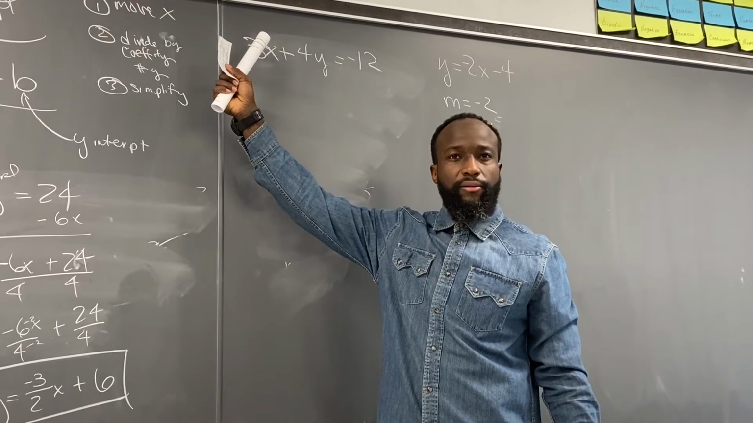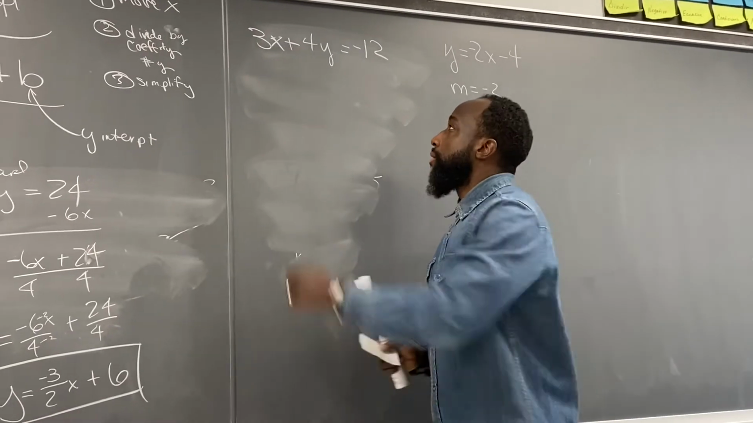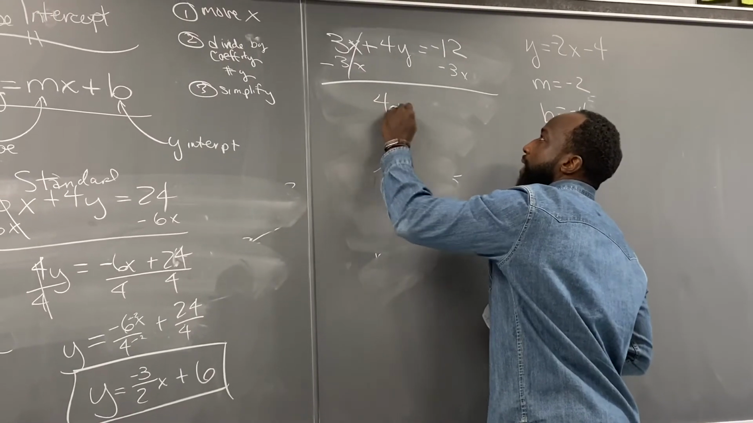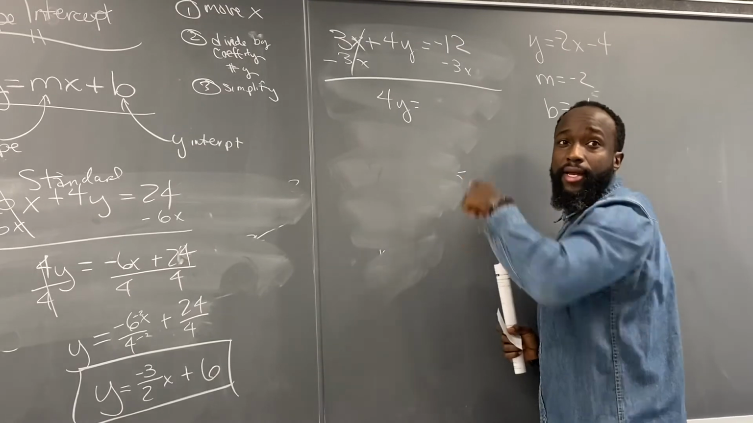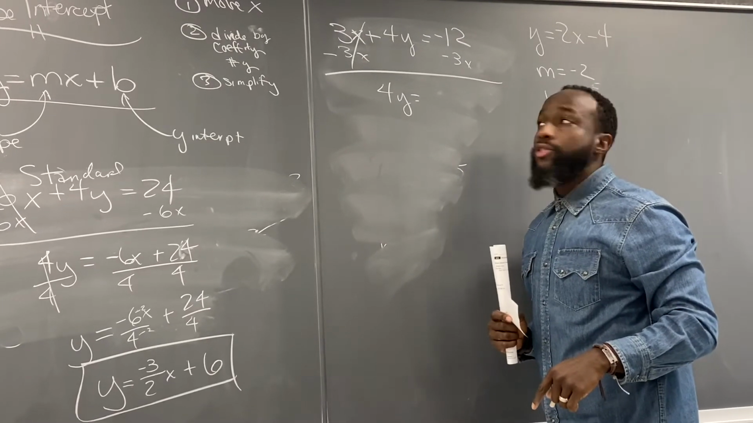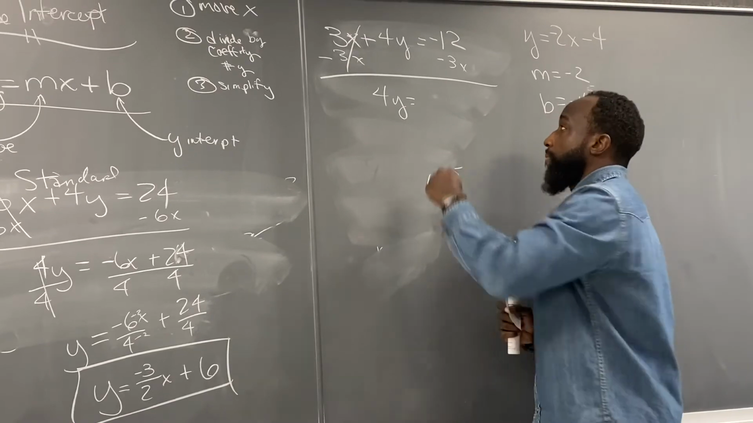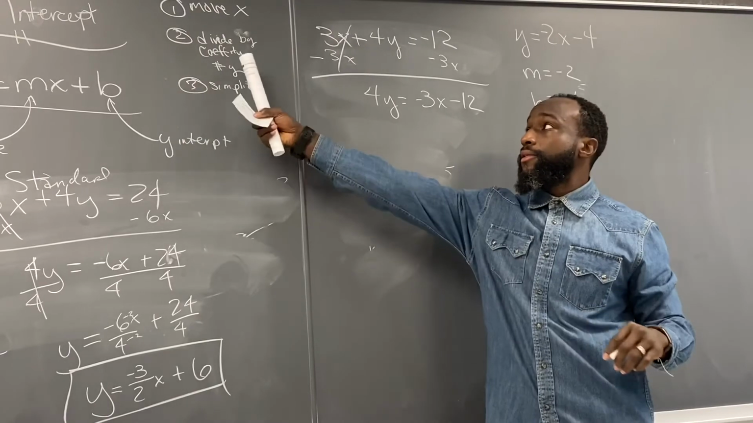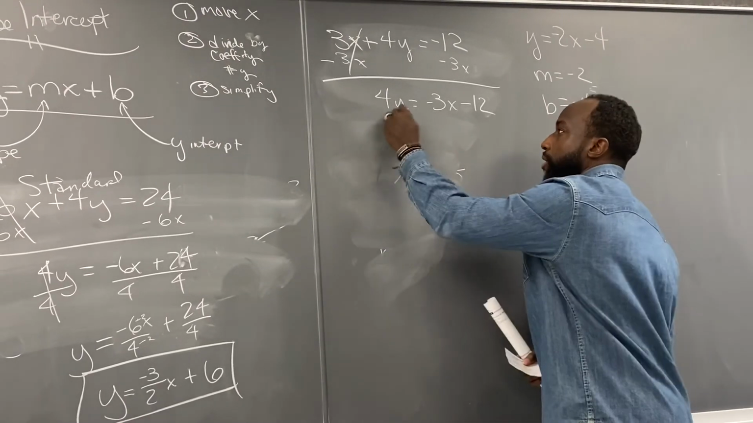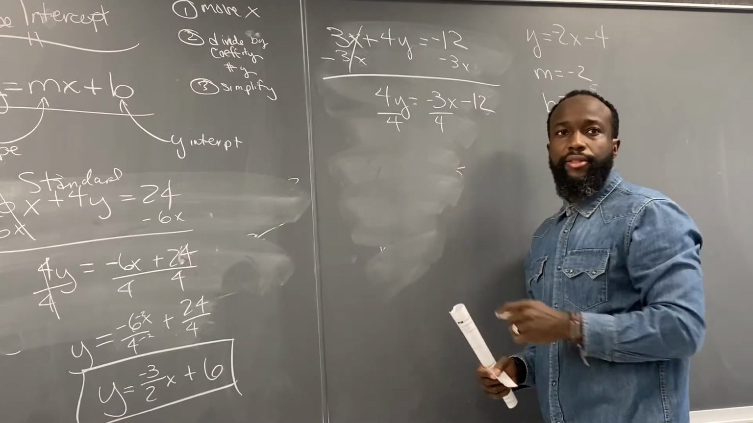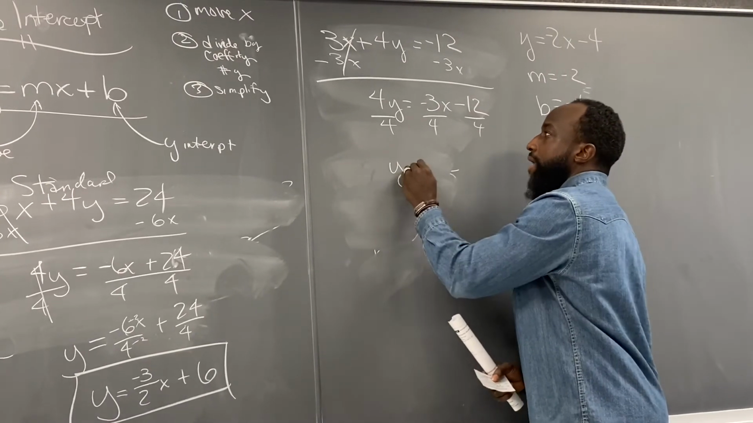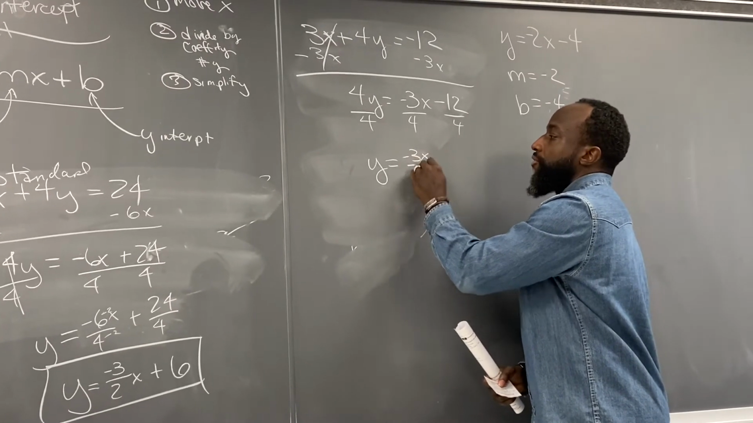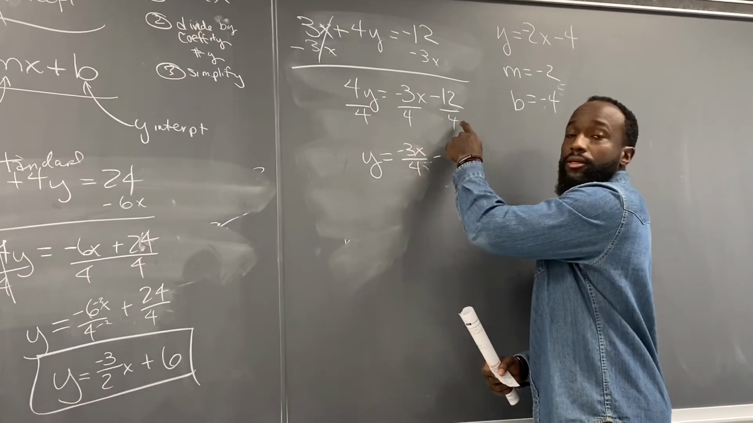How do you move this x? Minus 3x. So we got 4y equals negative 12. What's the next play? Divide by the coefficient connected to the y. Divide by 4. Do we divide just this by 4? Everything by 4. So it's going to be y equals negative 3x over 4 minus 12 over 4.